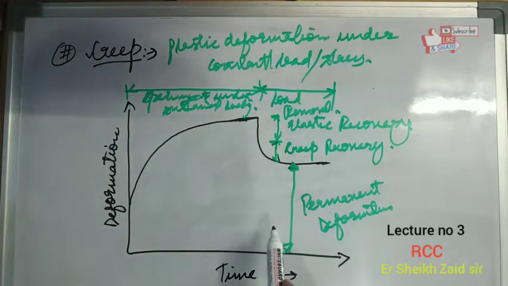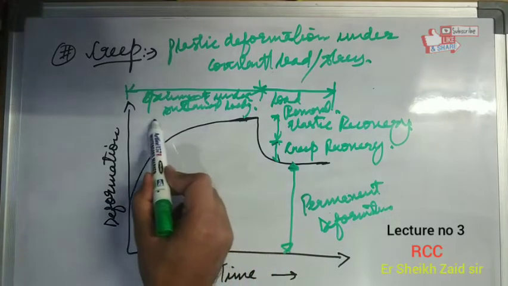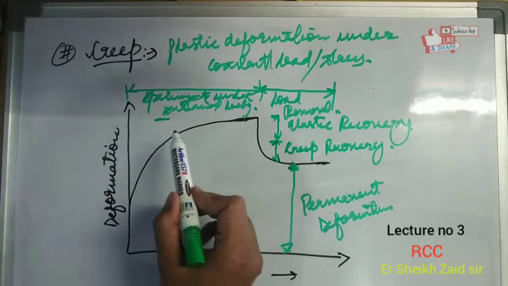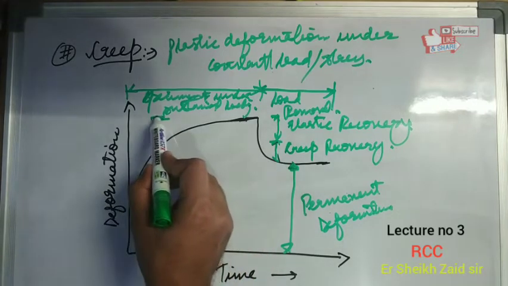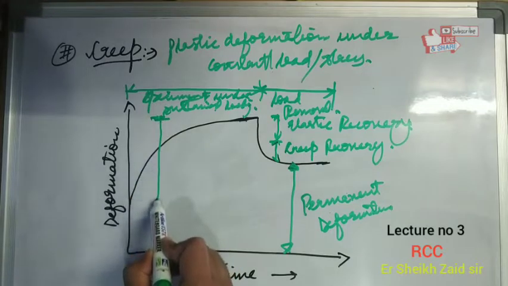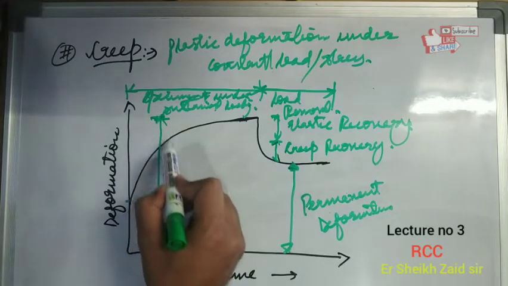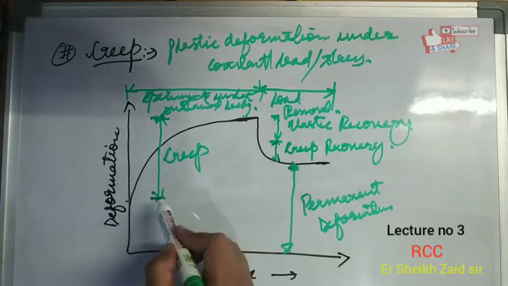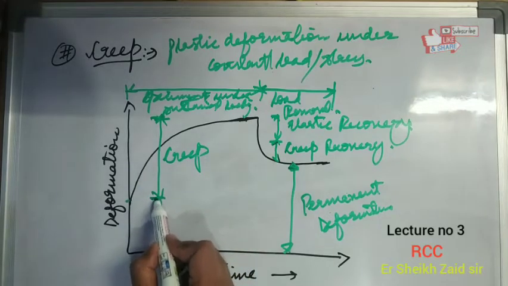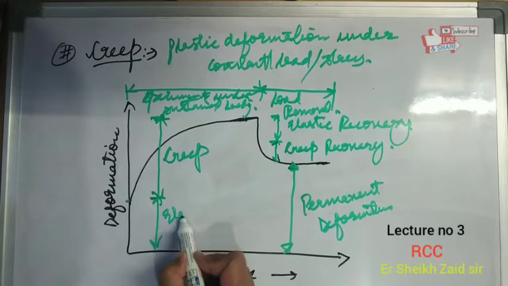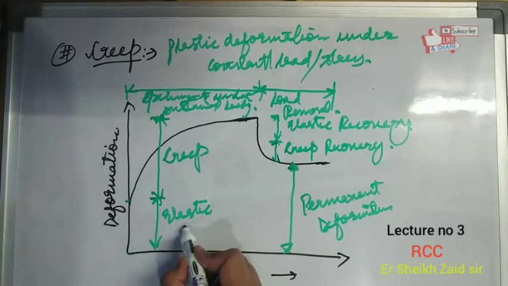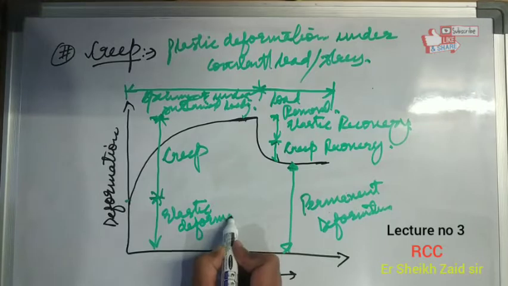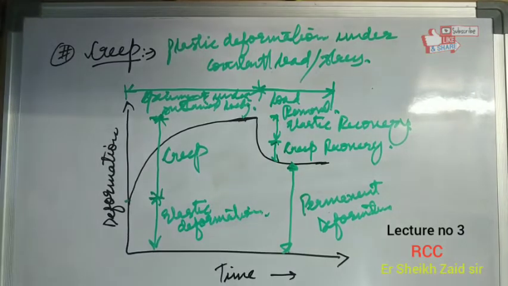Now see, this whole area may be called creep. From there to this, at the starting point, this is called creep. And this portion is elastic deformation. So this was the relationship, or you can say variation, of creep deformation with time.